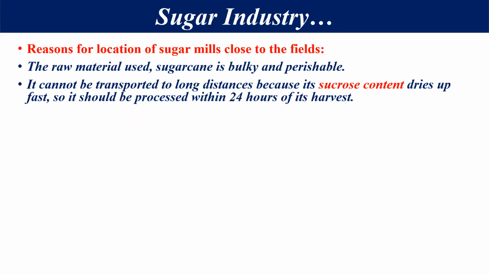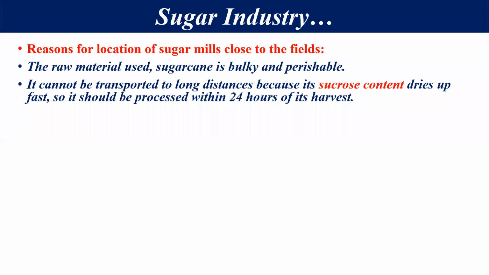One thing, this sugarcane can't be transported for a long distance. The reason is that it has sucrose content, जिसे हम रस कहते हैं. And this sucrose content dries up very fast. This is the most important thing. ये सबसे important part है कि इसका sucrose content जो होता है, जो इसके अंदर रस का amount होता है, it dries up very fast. And whenever we harvest sugarcane, within 24 hours हमें इसको sugar mill तक पहुंचाना important होता है. The processing would be started within 24 hours.